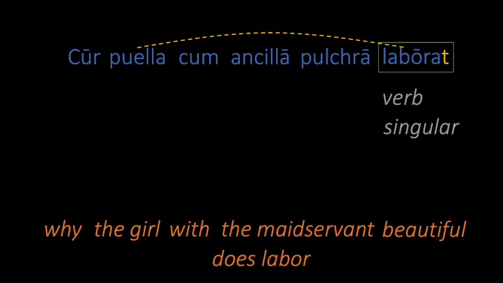So we have why the girl with the maidservant beautiful does labor, which sounds very awkward until we give it English word order and arrive at why does the girl labor with the beautiful maidservant? With the maidservant here is a good example of an adverbial prepositional phrase. Let's look at another example.